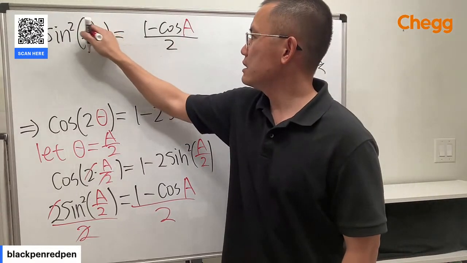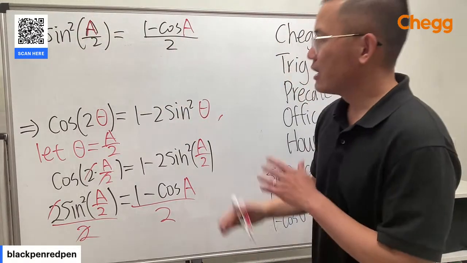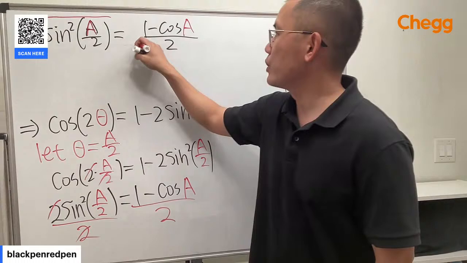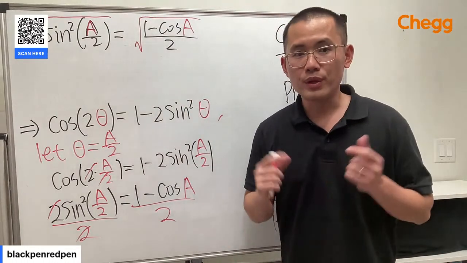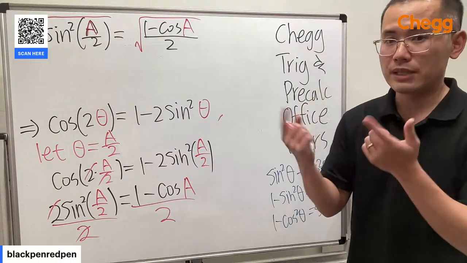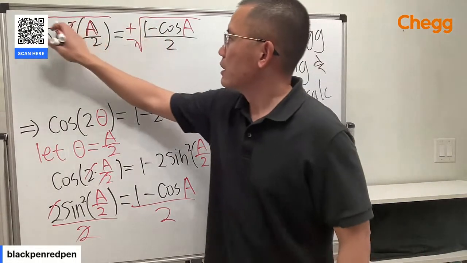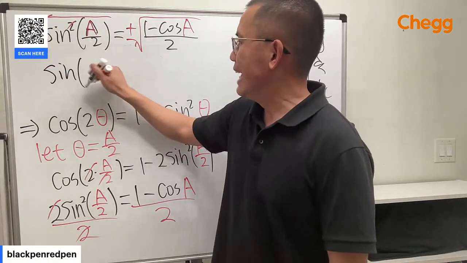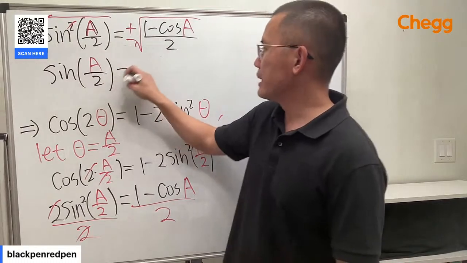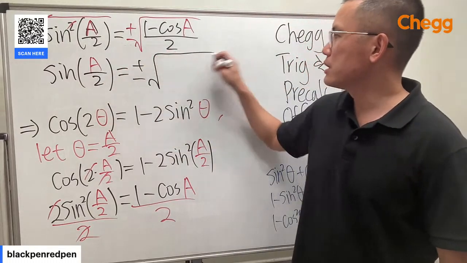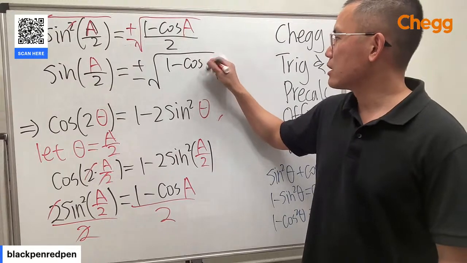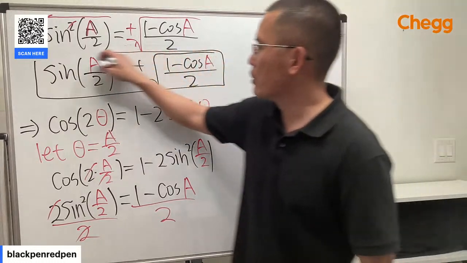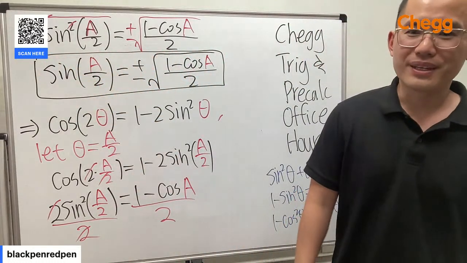So whatever this A is, it will be right here, right? And then to get the sine part by itself, we can just go ahead and take the square roots to both sides. But remember, whenever we take the square roots to both sides, we have to put the plus or minus. So let's do that here. And ladies and gentlemen, here we have our sine of A over 2 being equal to plus or minus square root of 1 minus cosine of A over 2. Ta-da! That is our half angle identity.